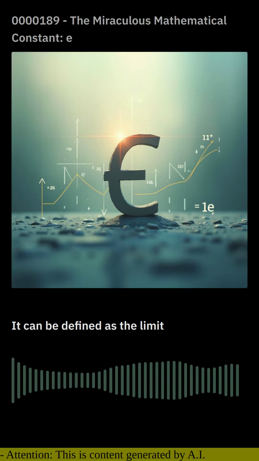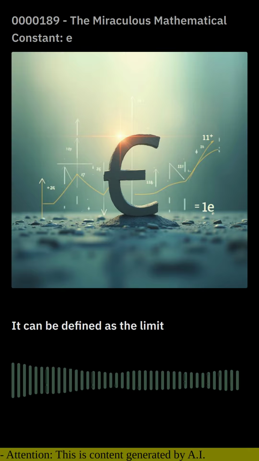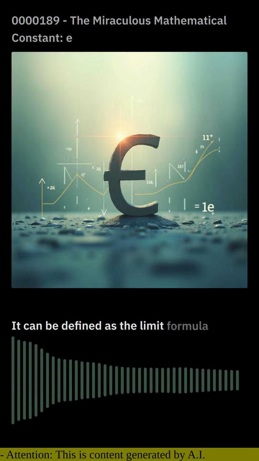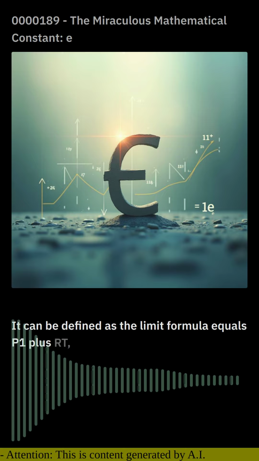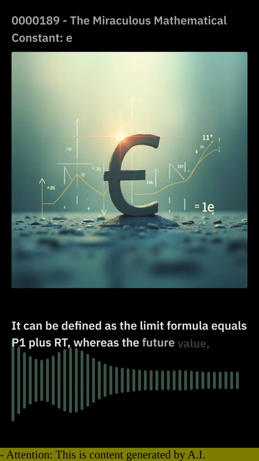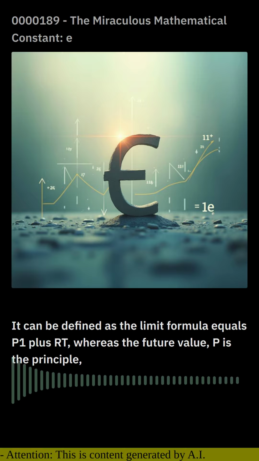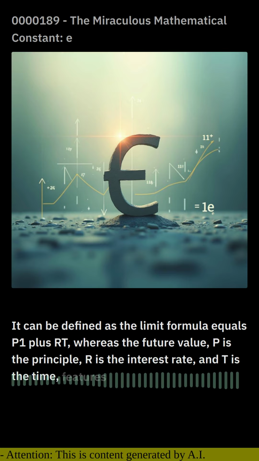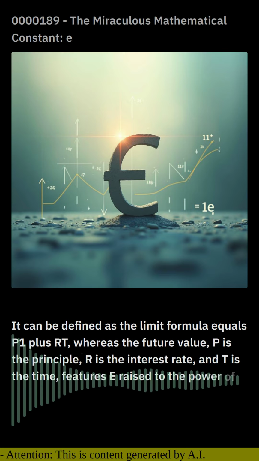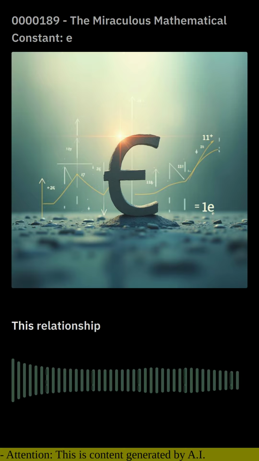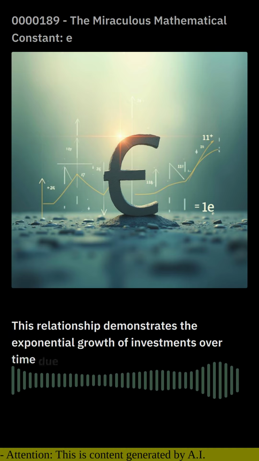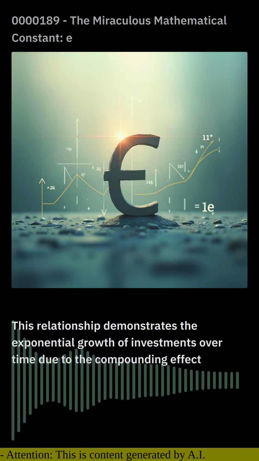Furthermore, E is deeply entwined with the concept of compound interest. In the world of finance, the formula for the future value, where P is the principal, R is the interest rate, and T is the time, features E raised to the power of RT. This relationship demonstrates the exponential growth of investments over time due to the compounding effect of interest.